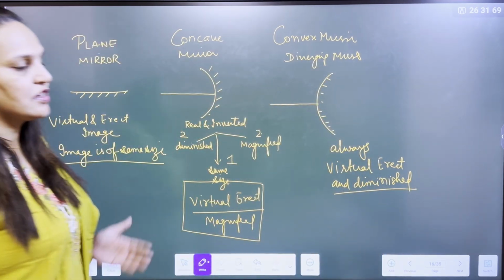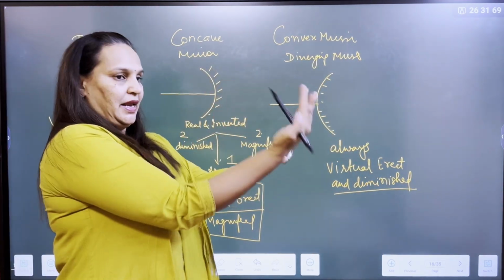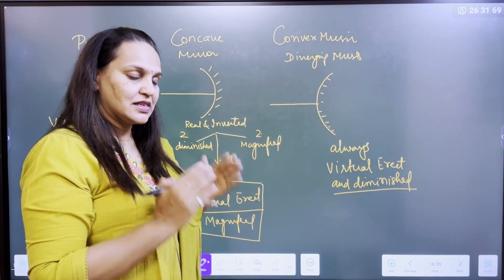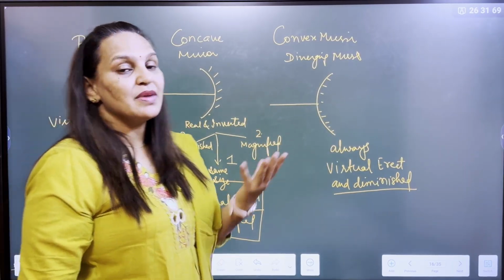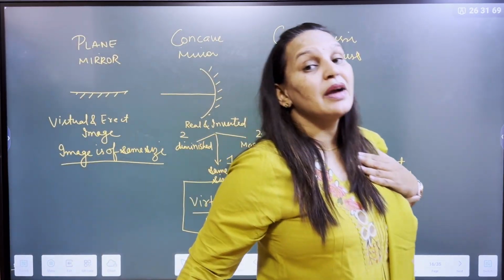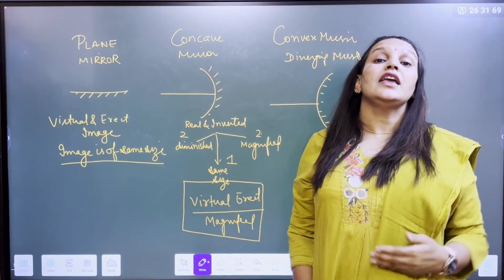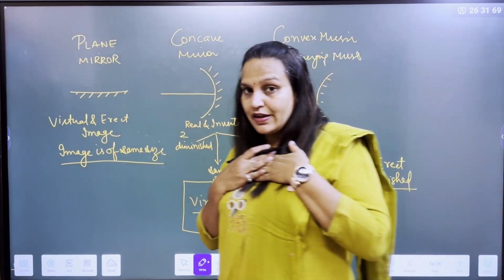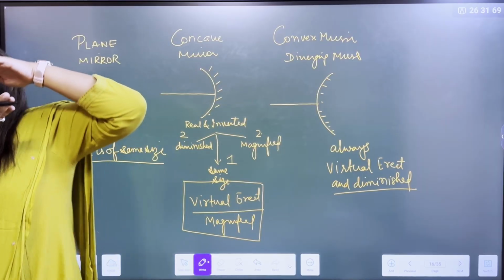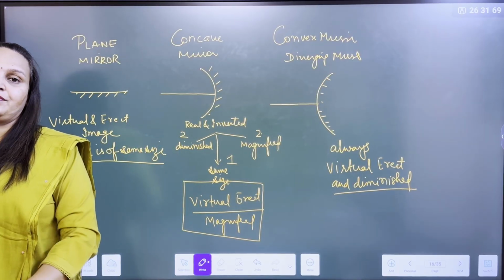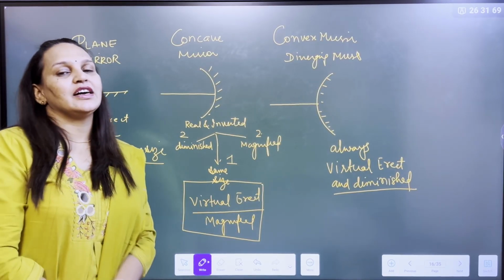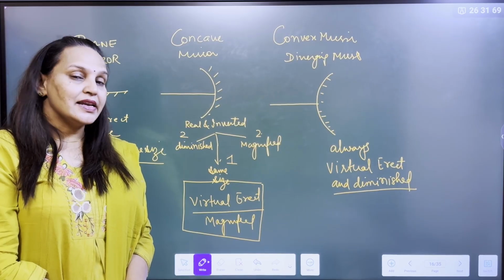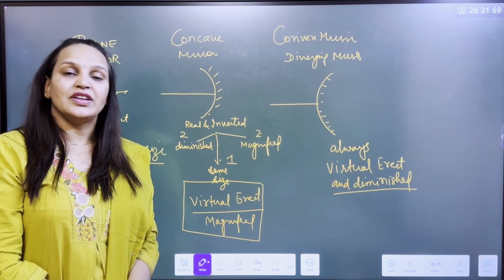So this is the way. If I stand in front of a plane mirror, I will see myself the same size. If I see myself in a concave mirror, I will see my image magnified. If I see myself in a convex mirror, I will find myself a diminished image. Hope you all have understood. In the next part, we will come up with the numericals.